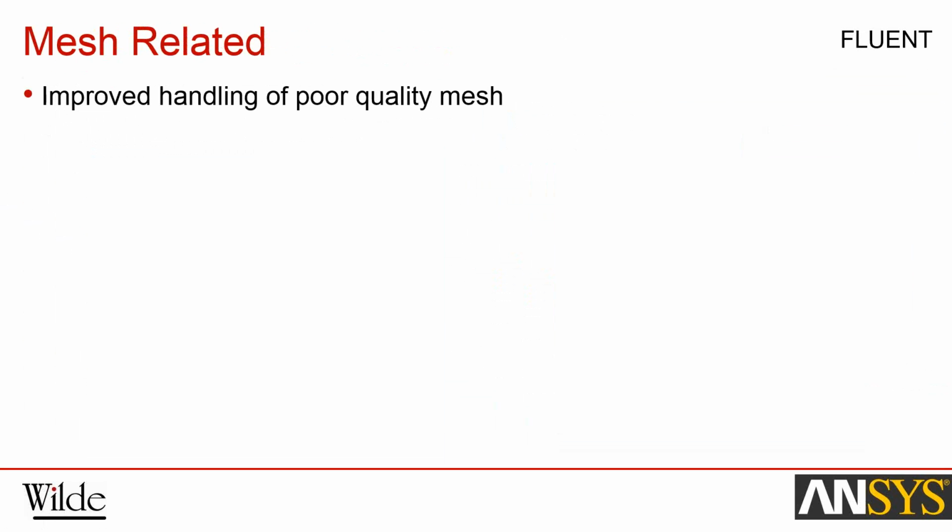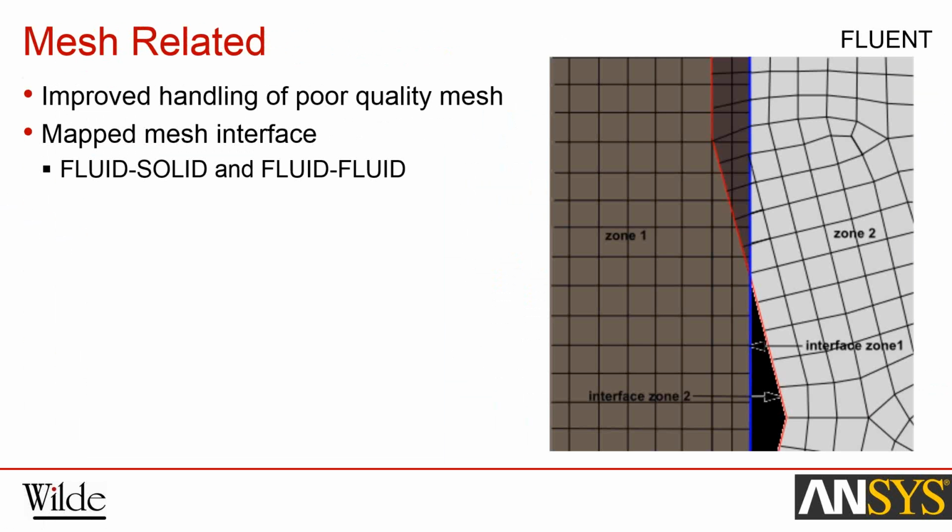Mesh-related issues. In Fluent, your mesh had to be pretty good back in the day. In order to get a converged solution, sometimes it would take quite long for convergence to occur, but Fluent have got around this by making the mesher more robust that comes in from ANSYS or from T-Grid. And they've also got some other features within Fluent that can help you do that. For example, we've got the mapped mesh interface for fluid-solid or fluid-fluid domains.